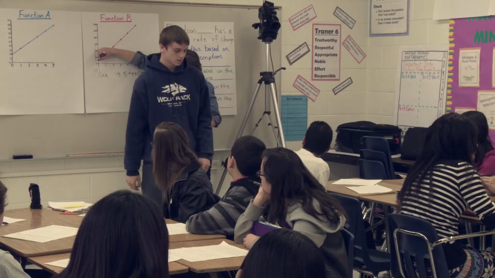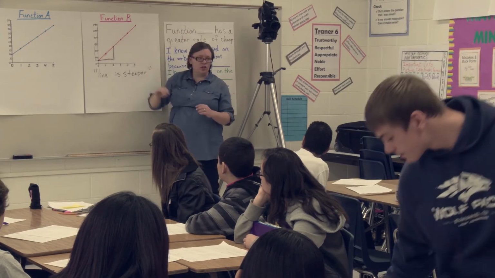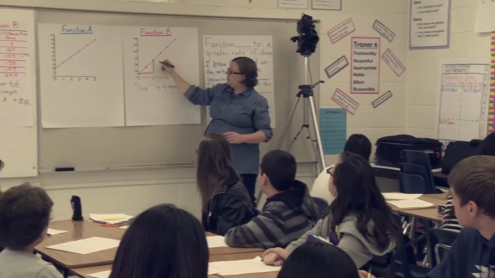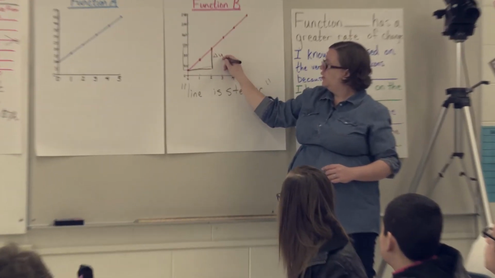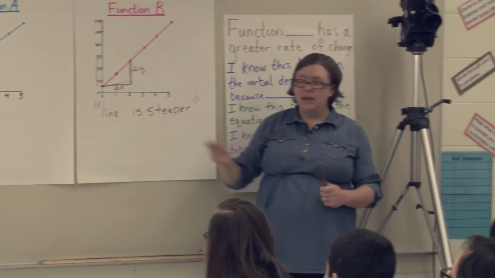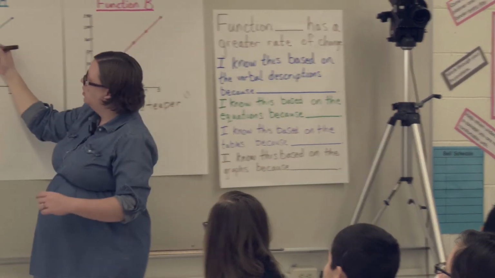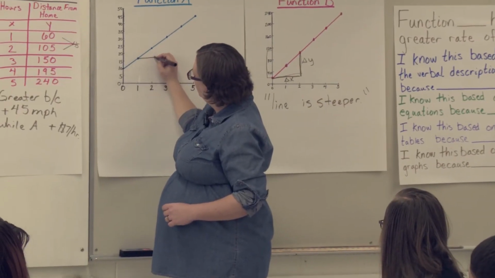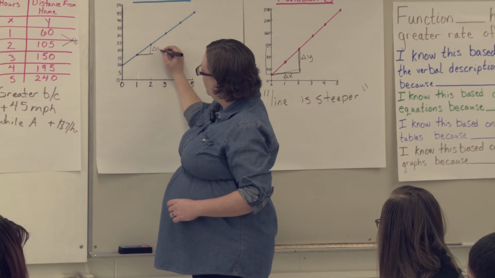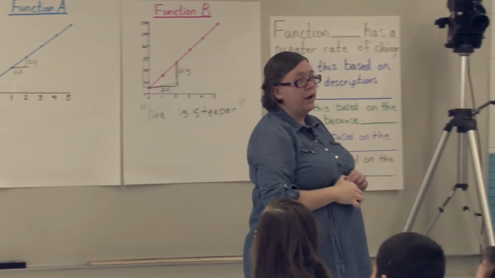Olive, what did you say? The triangles, right? You're looking at the change in y over the change in x. Remember that delta y over delta x? It shows us that this ratio here is greater than this ratio here. Okay, so that is another way to look at that.